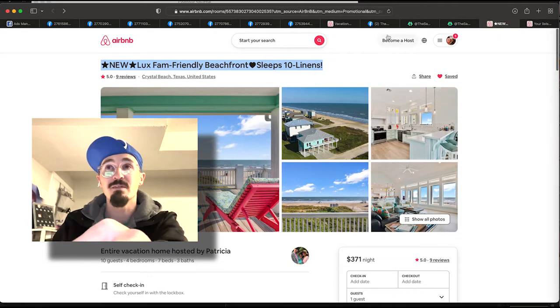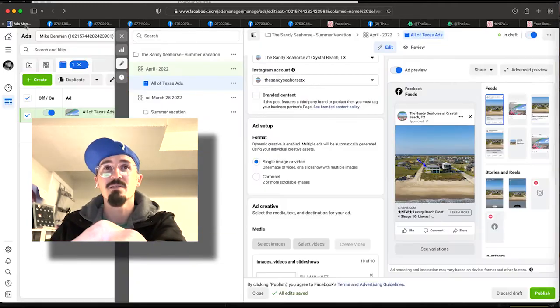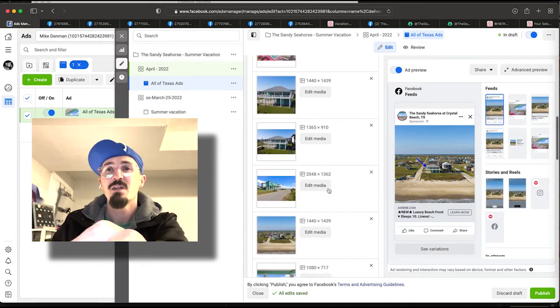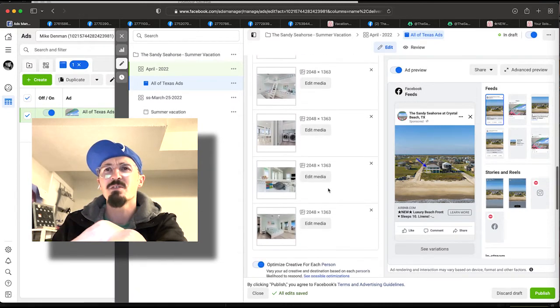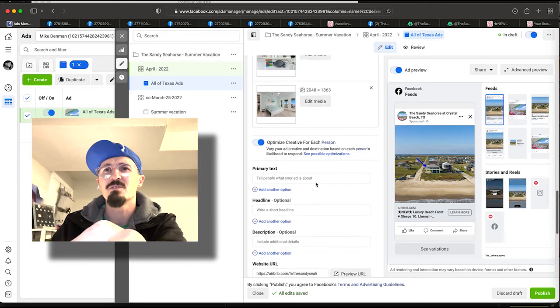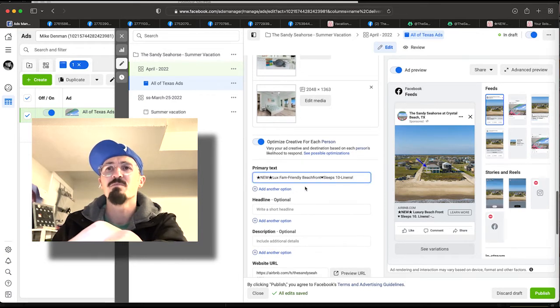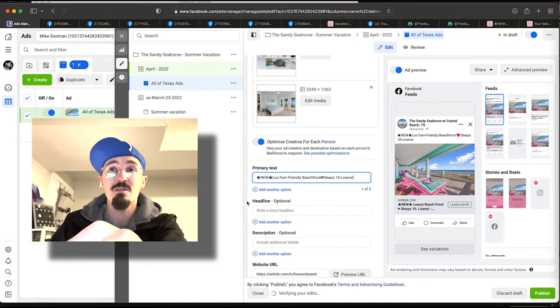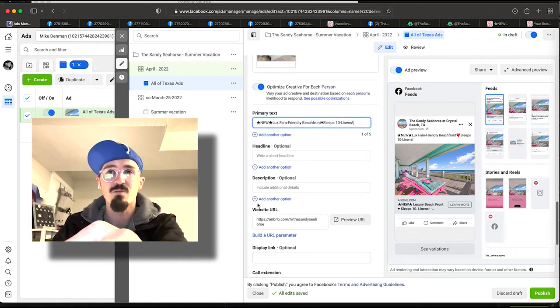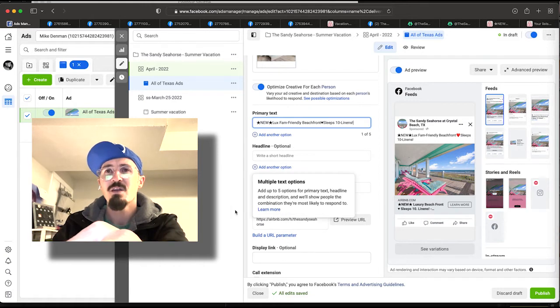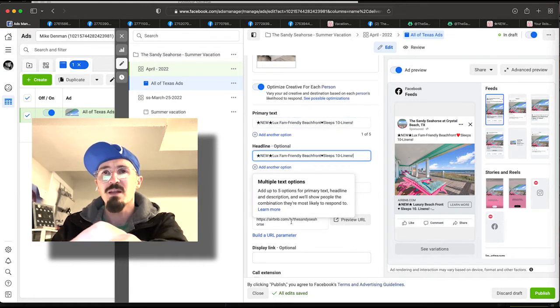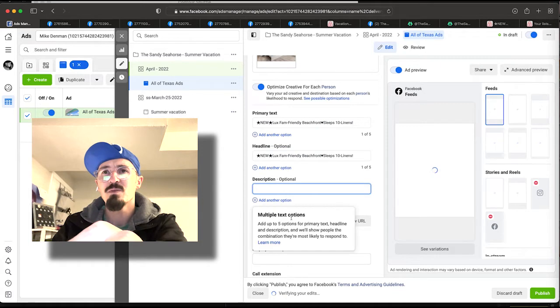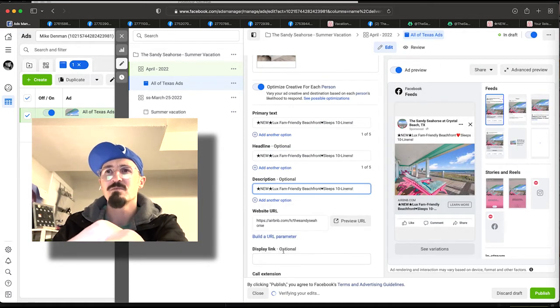We'll copy this. Easy peasy, right? We'll go back to our ads manager. Now we see all the images, they look good. I'm going to be interested to see what happens. Primary text, let's boom, pop it in there. So we're going to see what that looks like for people, whether or not they enjoy it, want it, all that stuff. I will put it in the headline, and I will put it in the description.